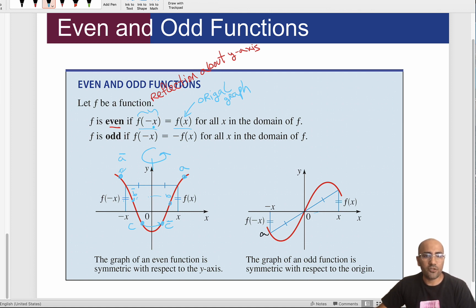So from a picture, if I give you a graph, that's how you can tell if a graph is even versus odd. If it's true that when you rotate it about the y-axis, the graph is going to look identical to the original one, that's when you know that it's an even function. If that's not true, if you can detect that you have a different graph, something has happened when you rotate it, then it's no longer an even function.